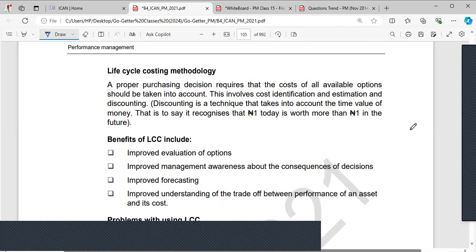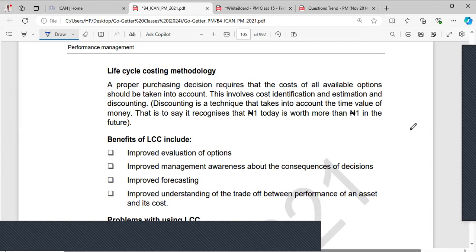So discounting is a technique that takes into account the time value of money. So when we say discounting, it is not price discount. It is discounting for time value. So what we mean here is that 1 naira today is worth more than 1 naira in the future. So this can be used in terms of, let's say, dollar.